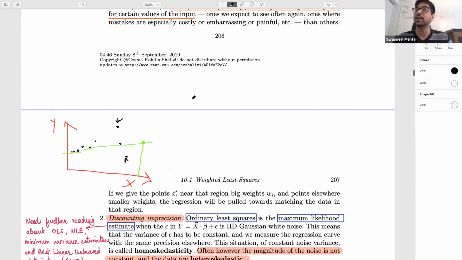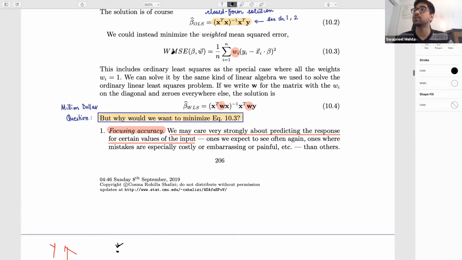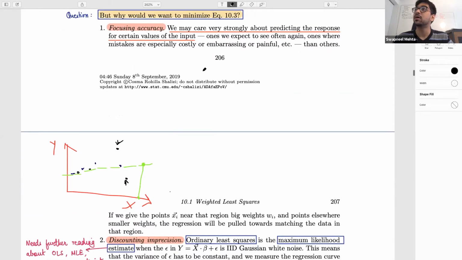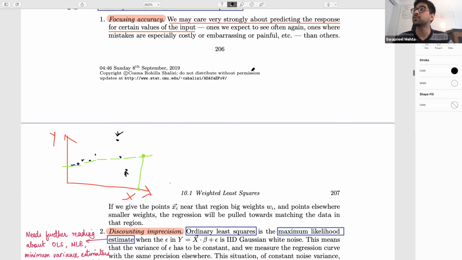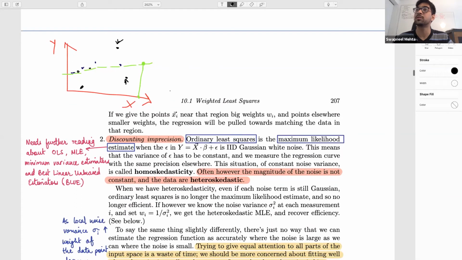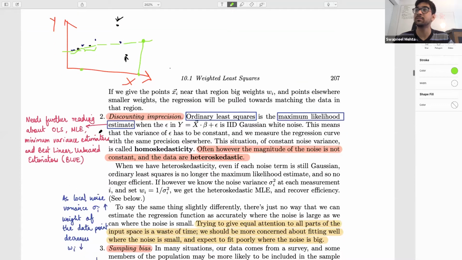Right now we're talking about why exactly we would want to consider weighted mean squared error as opposed to regular mean squared error. So one is accuracy. We care about some values of the input. We don't care about other values. So for example, if I want to make predictions here, these are the points I care about. These are not points I care about. So that is the idea behind the first point.